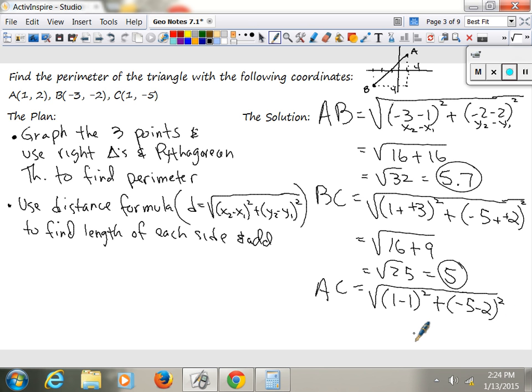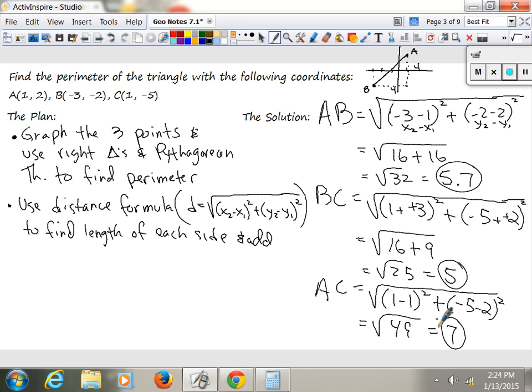Well, what is 1 minus 1? 0. What's 0 squared? 0. Do we need to even write it? No, because 0 plus anything is still that number. So we don't even need the 0. What's -5 minus 2? Square it? 49. And then we want the square root again, so we're back to 7.